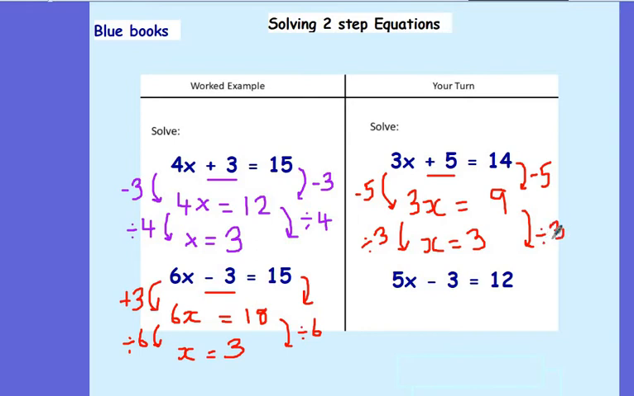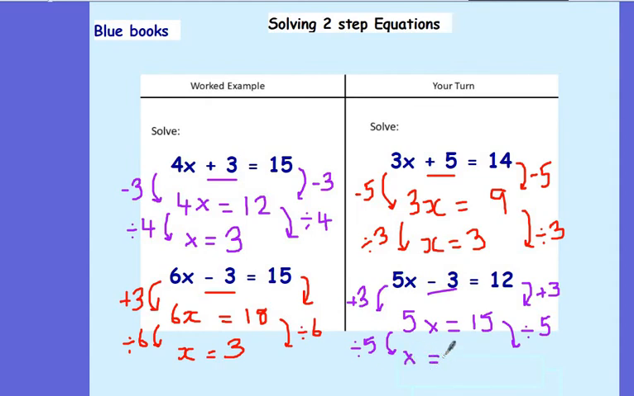For the second one, Libby, what do I want to do first? Great, I want to add 3 to both sides. That's my first step, to get rid of that negative 3. Add 3 to both sides, which leaves me with 5x equals 15. I then want to divide both sides by 5, which leaves me with x is equal to 3.